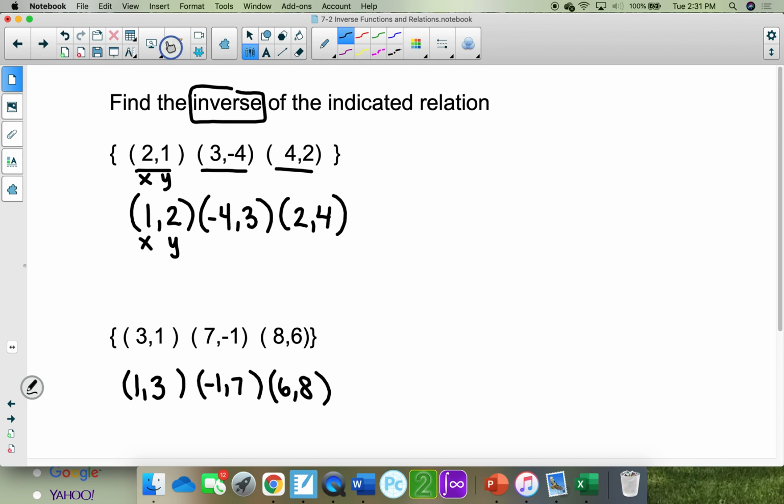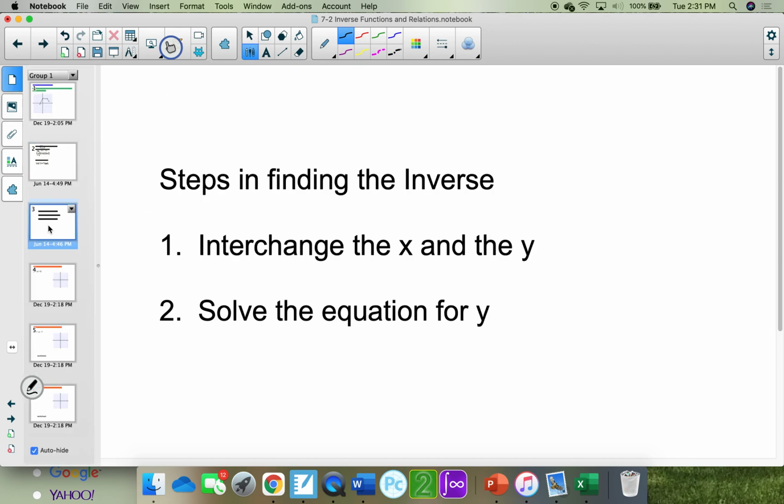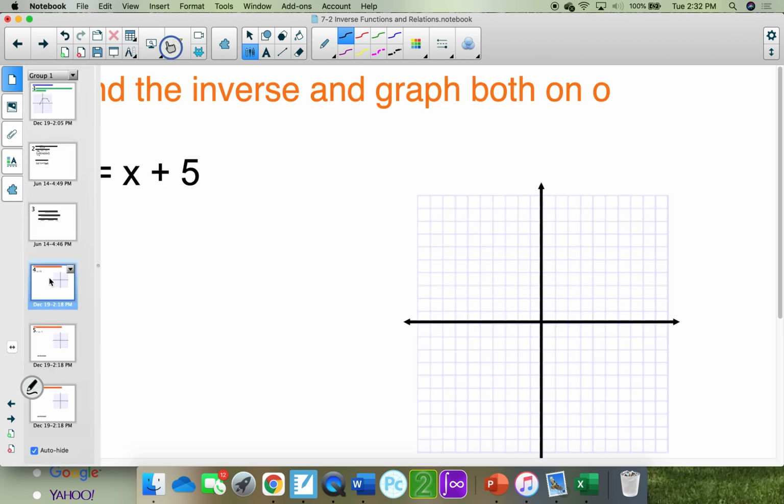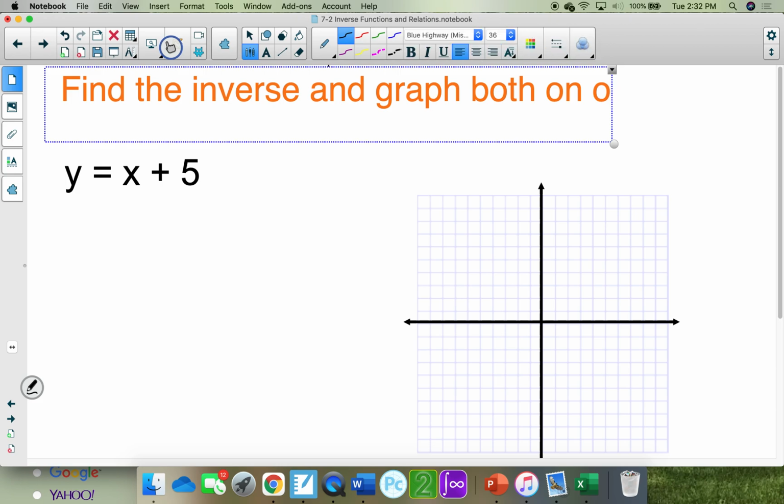Okay, now comes the second part of 7.2. Steps in finding the inverse. All you do is interchange the x's and the y's and solve the equation for y. So here we go. And we're also going to graph them both. So this is the original problem. And they want you to find the inverse.